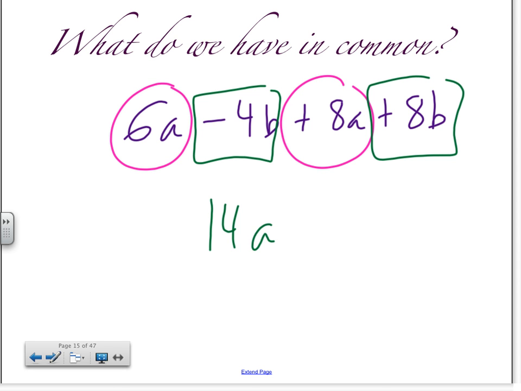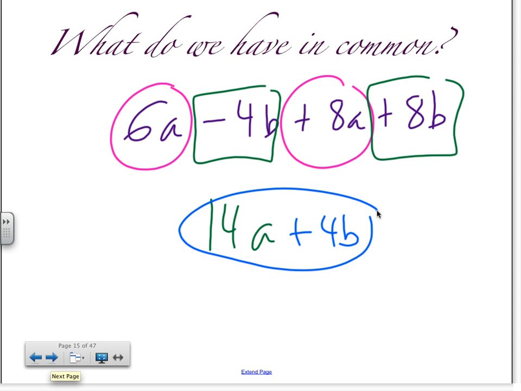What about the b's? Negative 4b's, you said? Positive 4b. Positive 4b. And that's it. And the reason I cannot combine any more is because a's and b's are different terms, just like how you have 14 circles and 4 triangles. Those are just separate things, and I cannot combine them. I try the best that I can, and that's what I came up with.